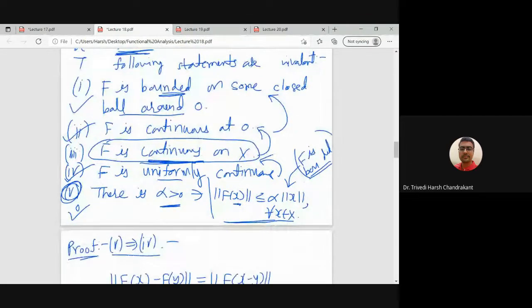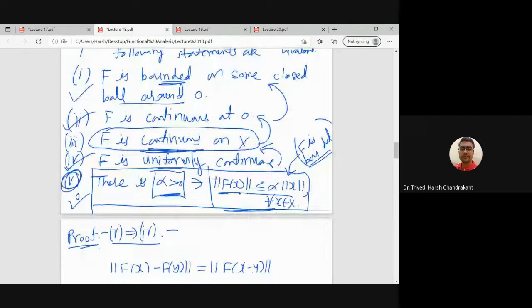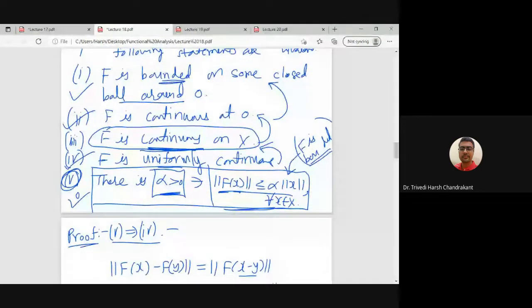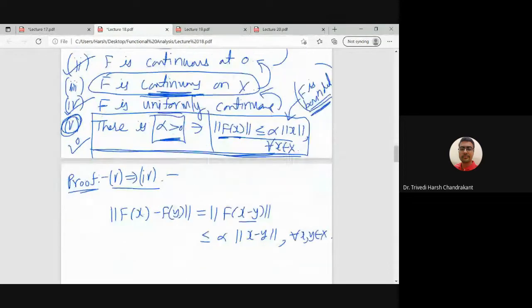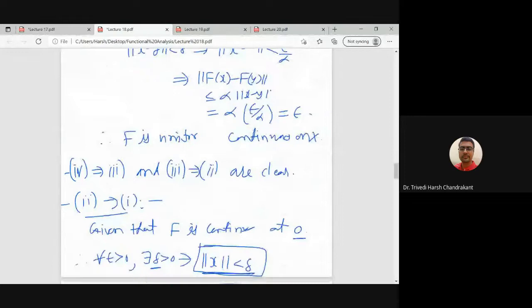So whenever we are given a linear function f, we will try to find a positive number alpha such that norm of fx is less than or equal to alpha times norm x for all x in X. So mostly from now onward, whenever we need to check the continuity, we will use this criterion. This criterion is known as the linear function is bounded, right? So a linear function is continuous if and only if it is bounded, right? So these are important criteria which we are understanding from this theorem.